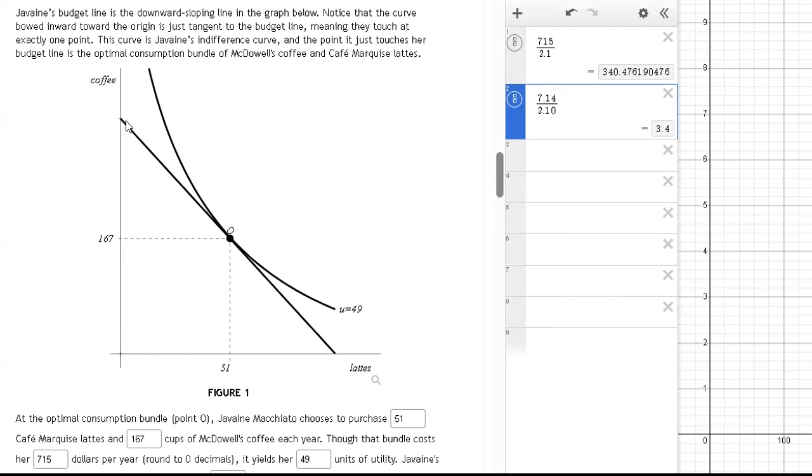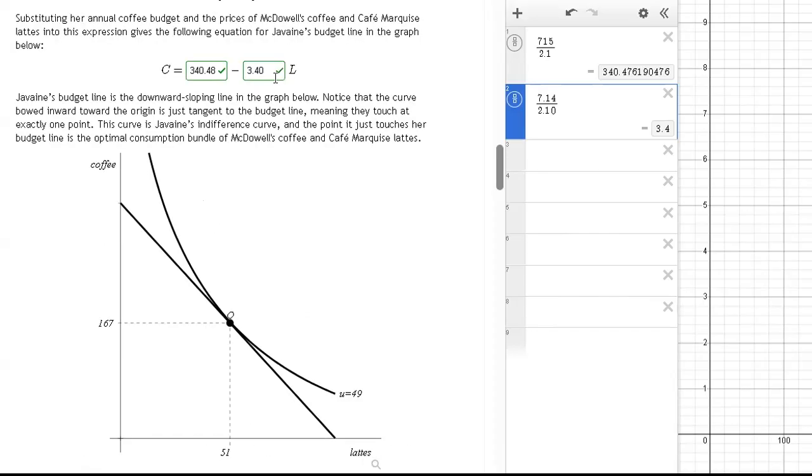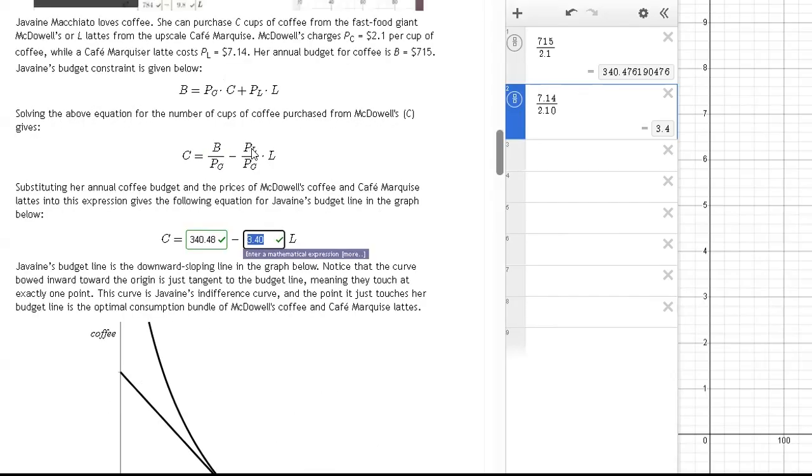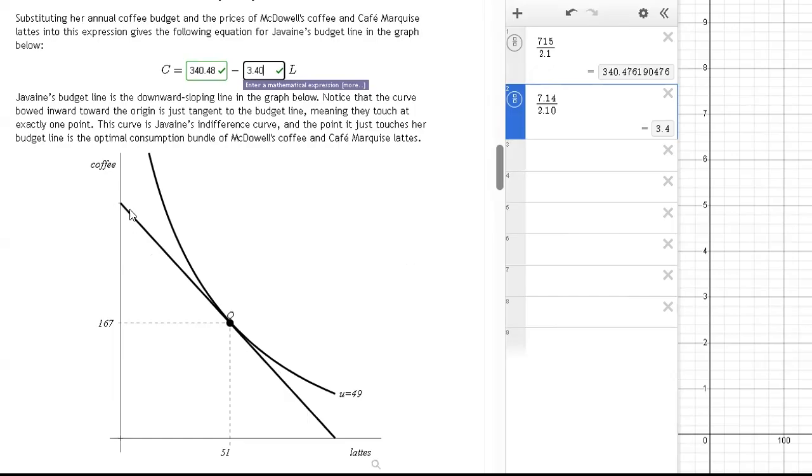Now the slope of the budget line is constant, equal to the ratio of the prices. And the ratio of the prices was 3.4. We took the price of latte divided by the price of coffees, and we got 3.4. The budget line has a constant slope, and its slope is called the economic rate of substitution. The slope of the indifference curve is called the marginal rate of substitution, and it changes.